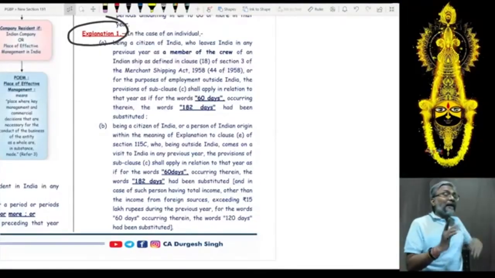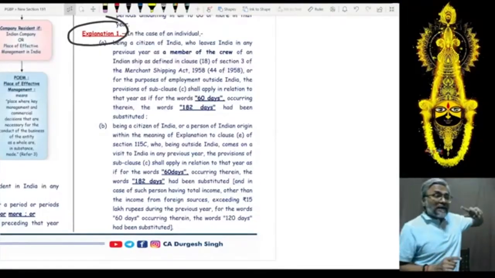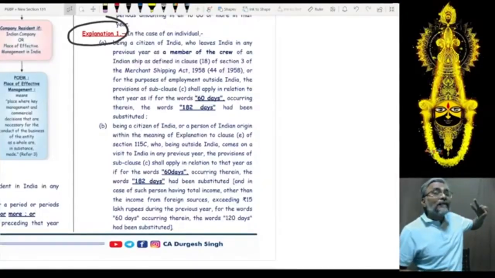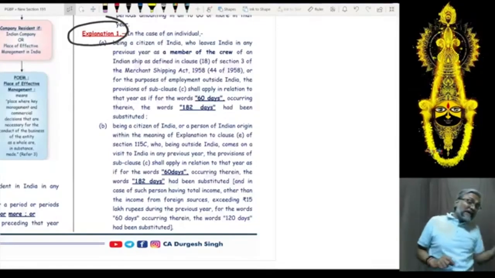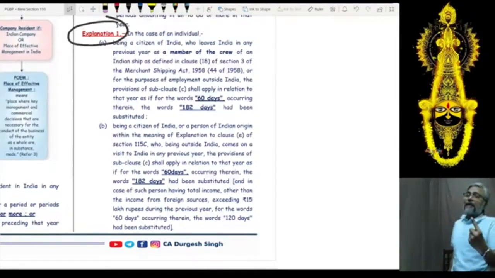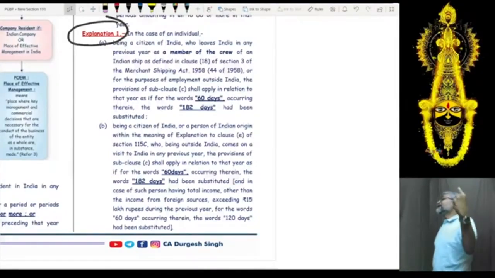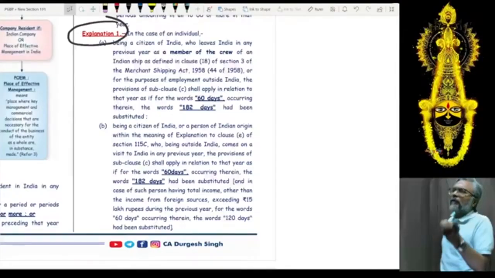Now, if he is coming for what? For permanent residence or for visit purpose? For visit purpose. If he is coming for visit purpose, then in that particular case, only the first basic condition of 182 days will be applied.